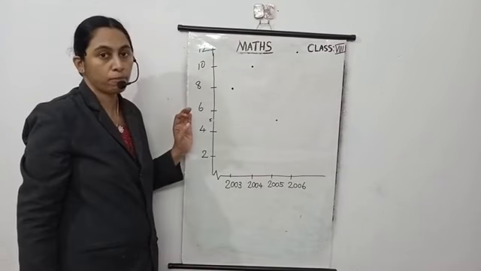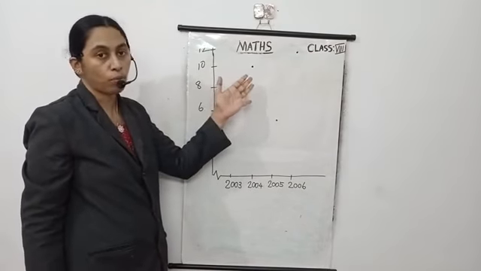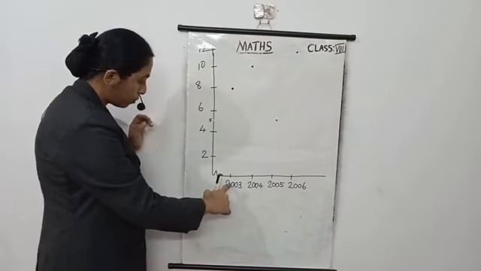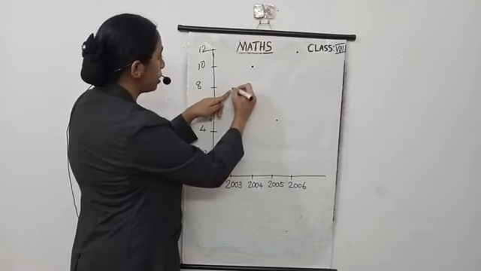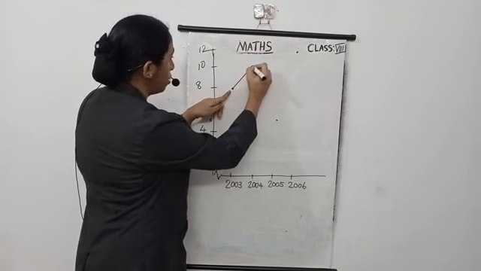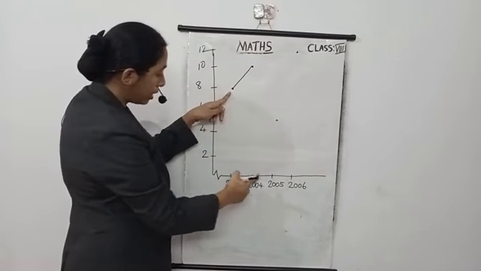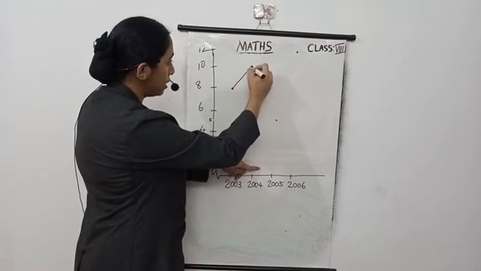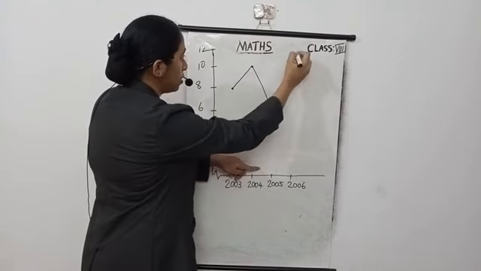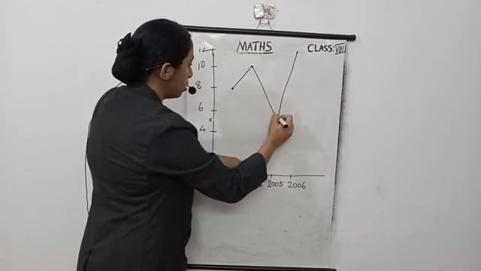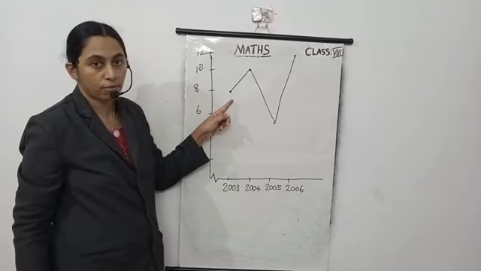Now the next step is to join these points. So corresponding to 2003 is this one, and 2004 this. So join these two. Then next is 2005, that is this. So draw like this. Then next is 2006. So join this. So we get a line graph like this.